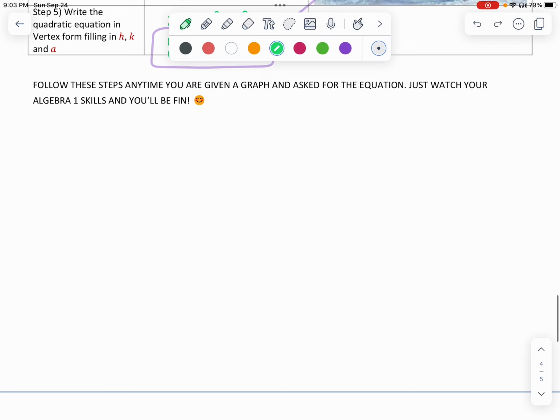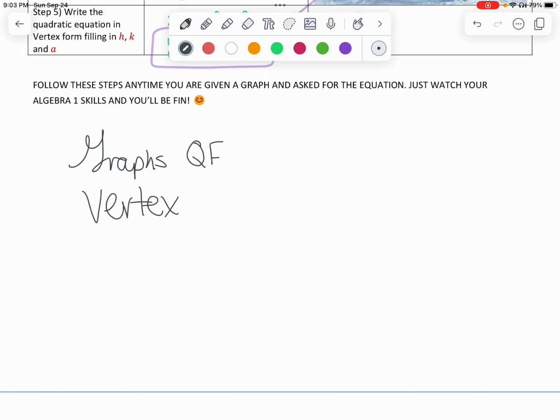So 2 things you went over today. Number 1, you went over the graphs of quadratic functions. And we talked about domain, range, mins, maxes, vertex form is all we talked about today. We didn't do any other form. And then you learned how to make the equations today.